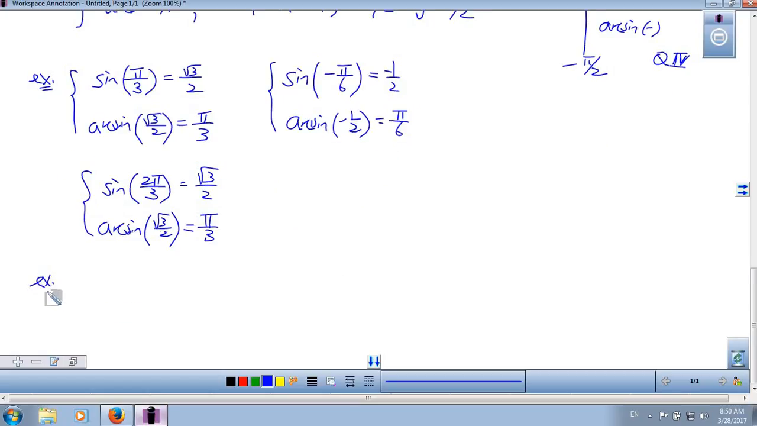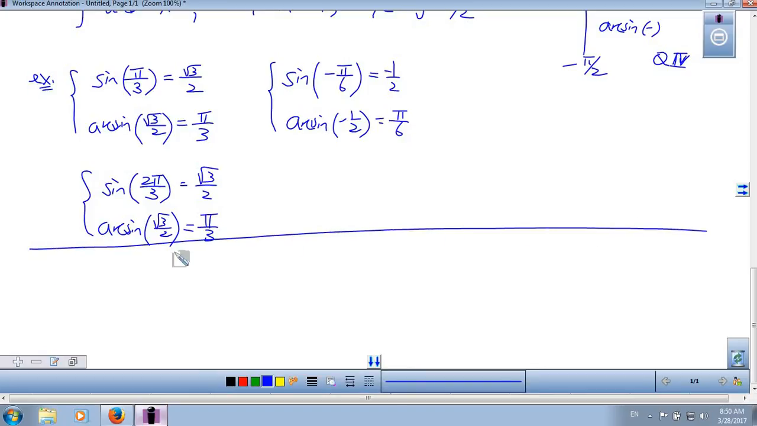Now let's take a look at other situations. What about sine of arcsine of an angle? Let's say square root of 3 over 2. What would that be equal to?